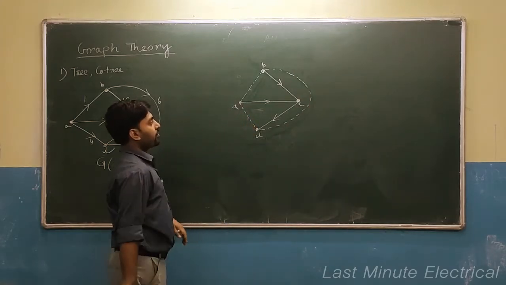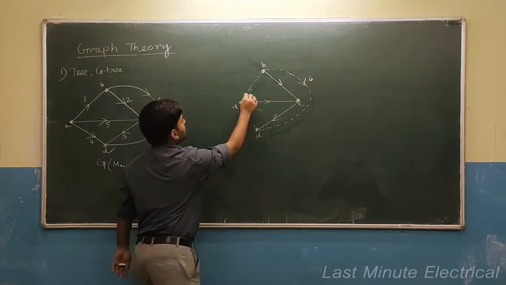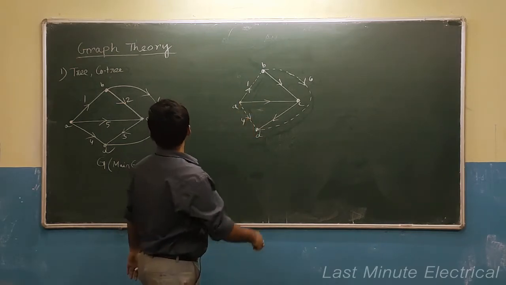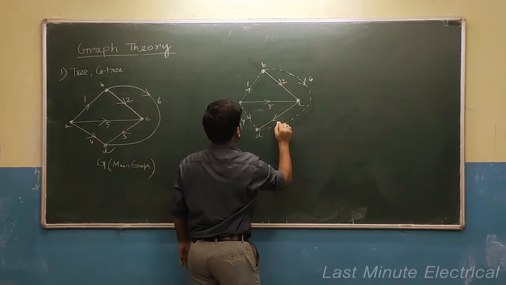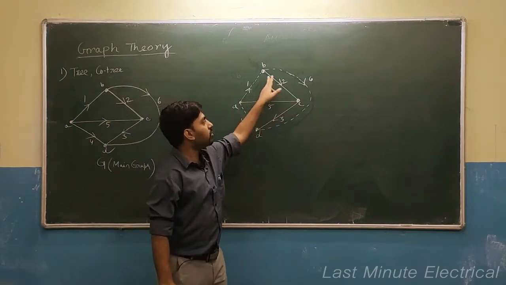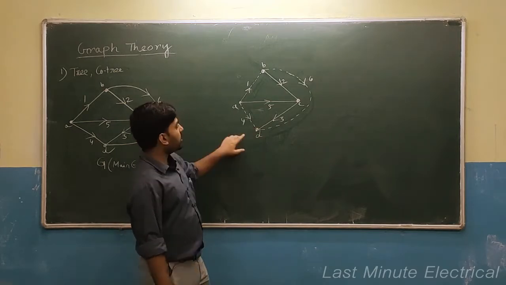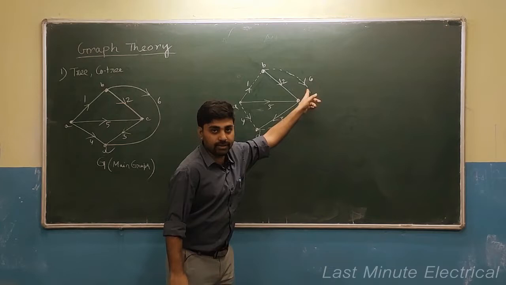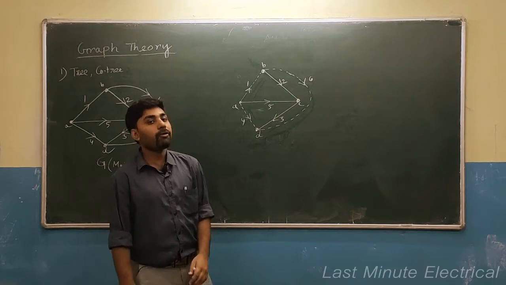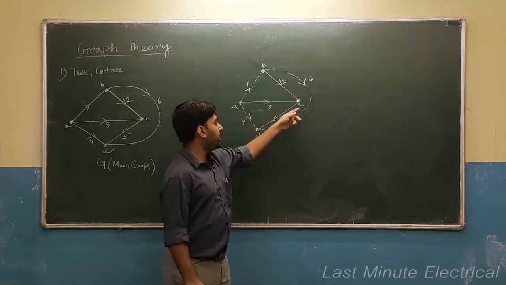I am taking the same directions: this is 6, this is 1 and this is 4, and this is 5, 2, 3. The solid lines are the tree that I have already told. So what is the rest of this main graph? The rest of the main graph is 4, 1 and 6. This 4, 1 and 6 is known as the complementary tree or co-tree. So the dotted portion is the complementary tree and the solid line is the tree.